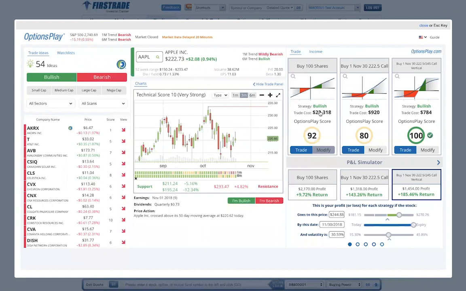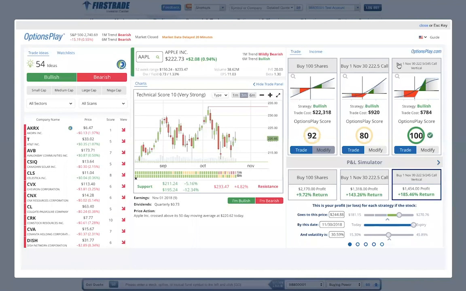So I'm going to use "I'm bullish" because I want to look at 3 bullish strategies on Apple. And after this, we're going to look at some bearish strategies. So when I click on "I'm bullish," I get 3 strategies. I can buy the stock, which costs me 22 grand. I can buy a call option, which costs me 920. So a fraction of what it costs to buy 100 shares of the stock.